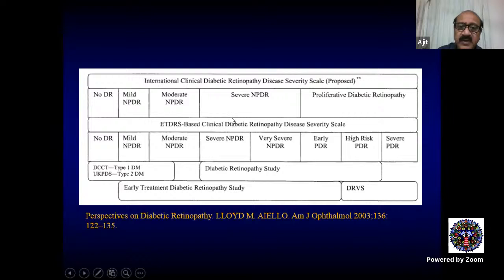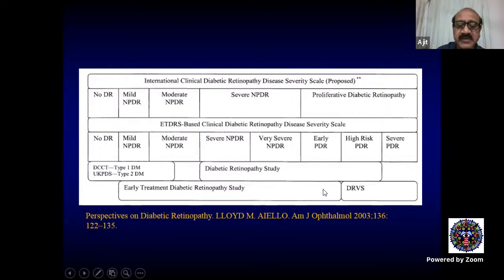And if you see the International Clinical Diabetic Retinopathy Severity Scale, they have not defined very severe non-proliferative diabetic retinopathy here. Whereas the ETDRS based clinical diabetic retinopathy severity scale has defined very severe non-proliferative diabetic retinopathy. This is very essential also. After ETDRS, they understood why we should grade as very severe non-proliferative diabetic retinopathy. And if it is proliferative diabetic retinopathy, then early proliferative, high risk proliferative, and advanced, actually. It is not severe, advanced proliferative with secondary complications.